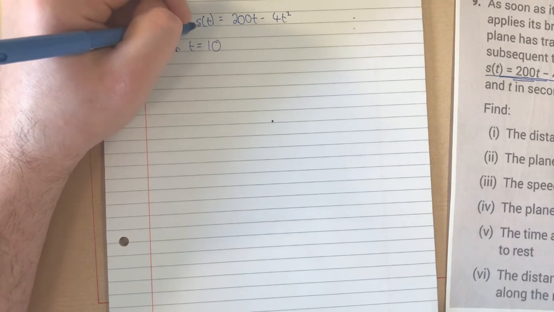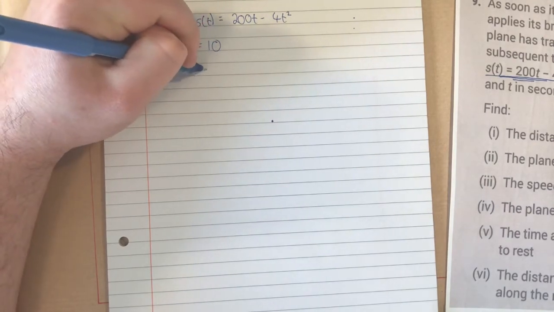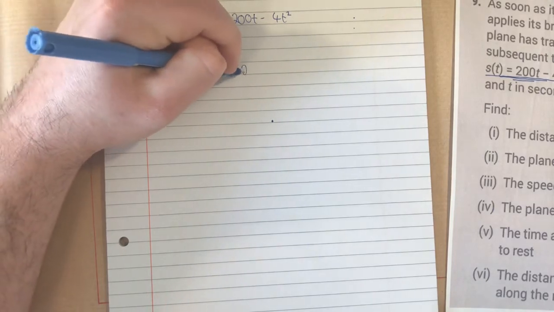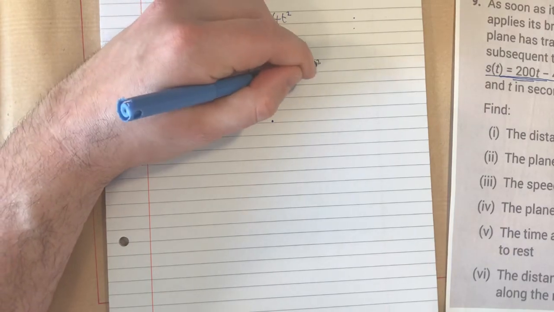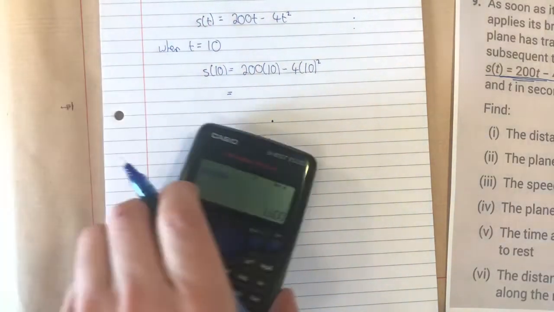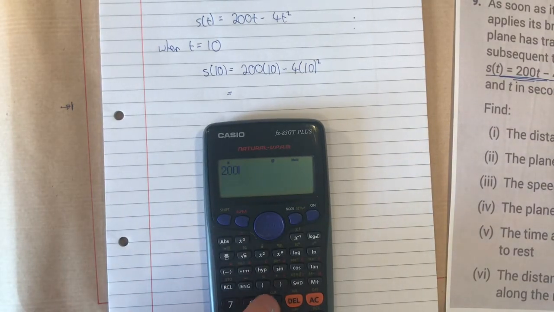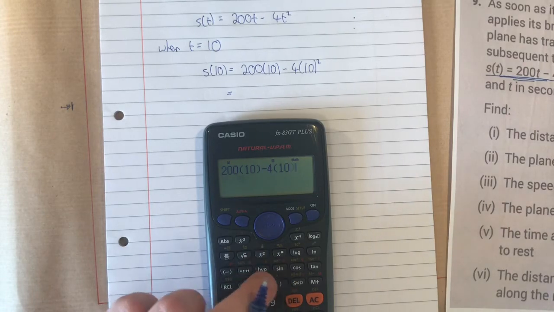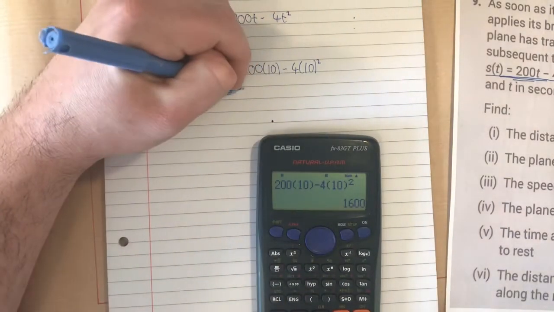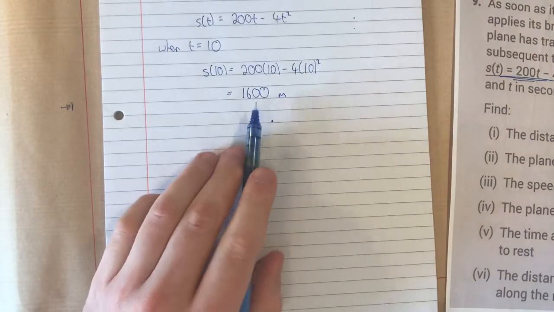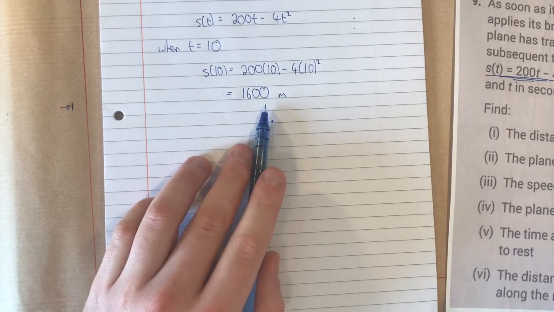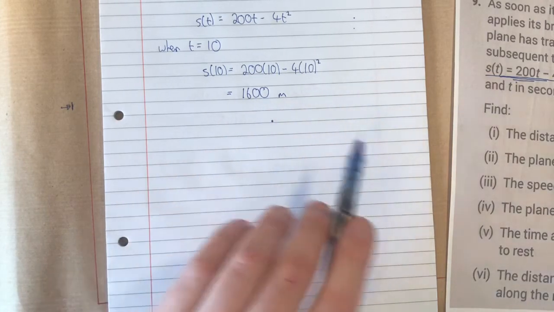So I simply want to know what s is when t becomes 10. So s of 10 will equal 200 times 10 minus 4 times 10 squared. I can put that into my calculator: 200 bracket 10 minus 4 bracket 10 squared equals, so that's 1,600. That's measured in meters, by the way, so that's over 1.5 kilometers in 10 seconds. That's pretty quick. And that leads us on to the next question, which is the plane's speed.